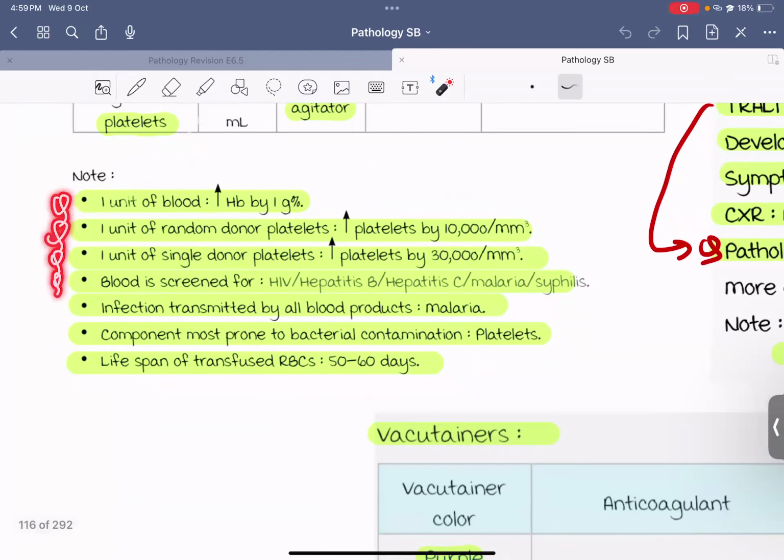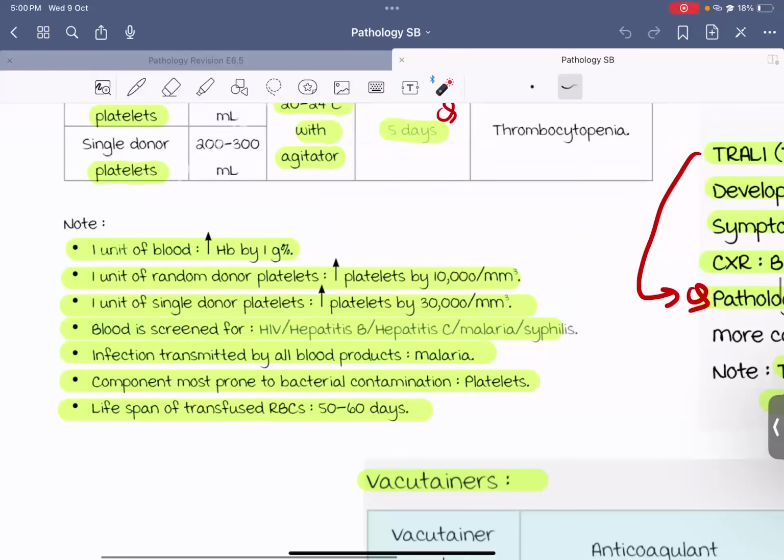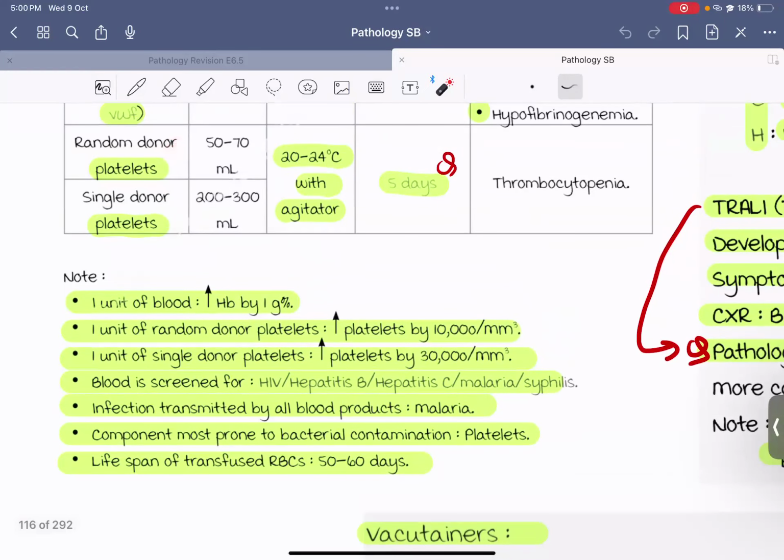Also, you have to remember that these are all very important questions. So what is the important question? 1 unit of blood will lead to an increase in hemoglobin by 1 gram%. If I have given a patient one unit of blood, there will be an increase of hemoglobin by 1 gram%. Also, if I am giving random donor platelets, platelets will increase by 10,000. If I am giving single donor platelets, platelets will increase by 30,000. What you have to remember is that blood is screened for HIV, hepatitis B, hepatitis C, malaria, and syphilis.